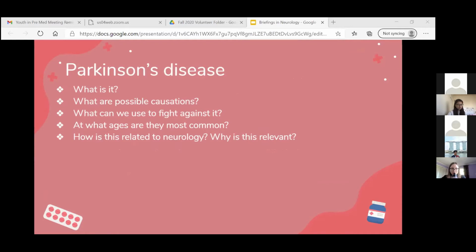Oh, Parkinson's disease. Let's learn about it. Okay, so what is it? What are possible causations? What can we use to fight against it? At what ages are they most common? How is this related to neurology? And why is this relevant?